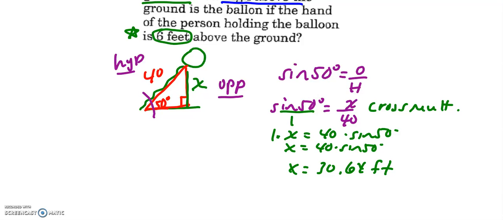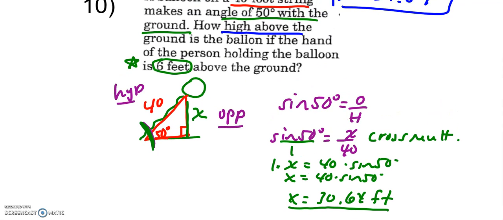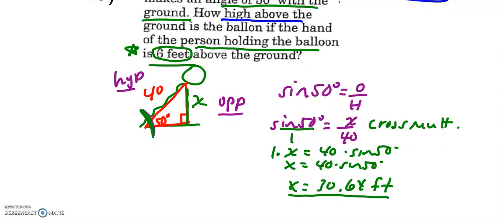All right, so to check in with you so far, I ended up using the sine function because comparative to this angle here, I had the opposite and hypotenuse. So I said that the sine of my angle was x over 40. I cross multiplied, and I had so far that my balloon was 30.64 feet above the ground. Now, we want to know exactly how high above the ground the balloon is once we also consider that the person holding the balloon is 6 feet tall.